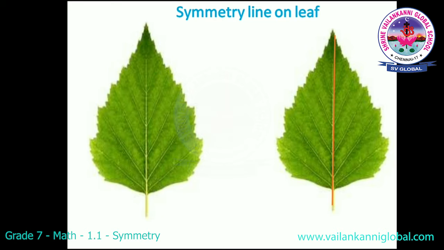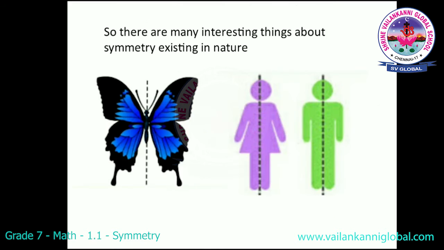So here we have a leaf. When we fold a leaf, the two parts of the leaf coincide. That line is called the line of symmetry. That is, when you divide an object with a line of symmetry, the two parts are similar. Then that object is called a symmetrical figure. There are many interesting things existing in nature. Examples: butterfly, human body.